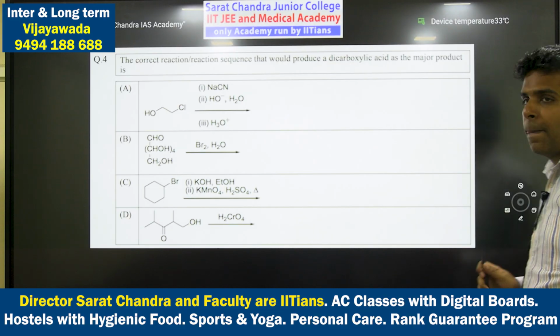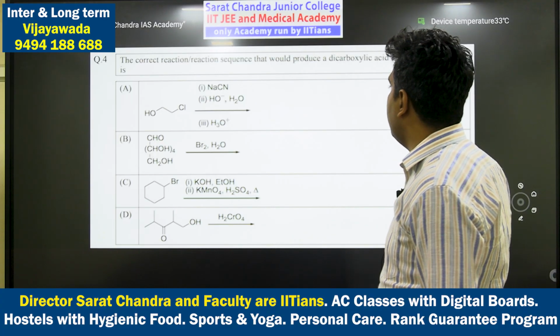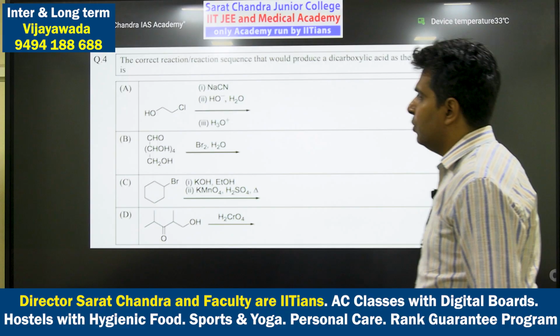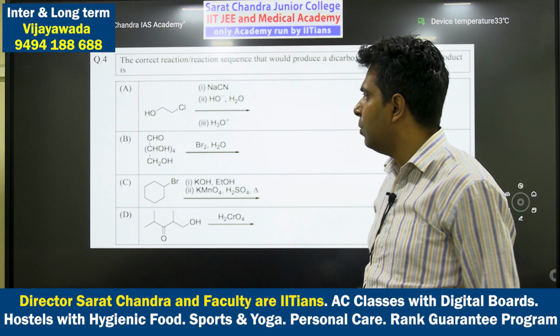Next question. The correct reaction sequence that would produce a dicarboxylic acid as the major product. So which of the following reactions, 4 reactions are given, is producing dicarboxylic acid.